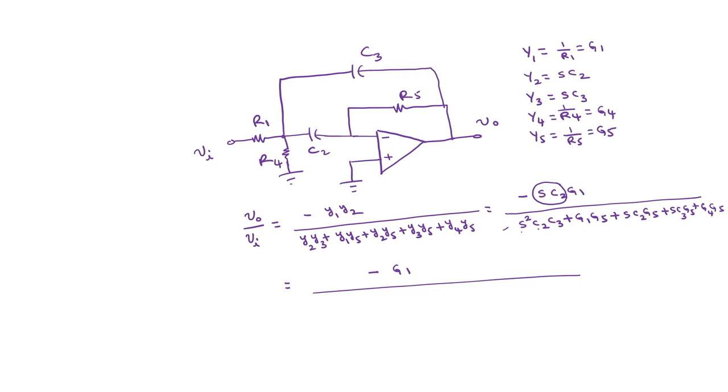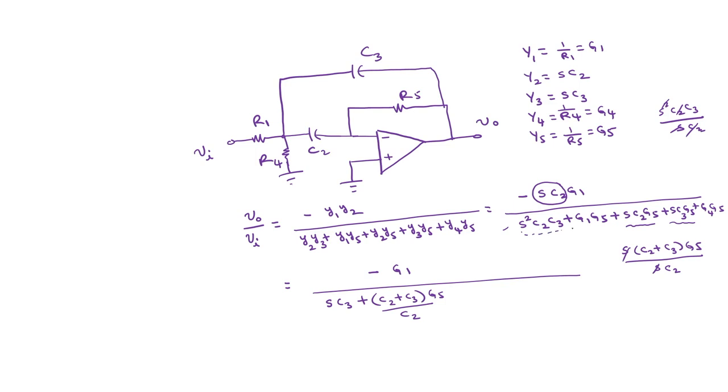So this S and C2 will get cancelled. What is left here? S times C3. This is nothing but S square C2 C3, we divide with S C2, so C2 gets cancelled, S gets cancelled, SC3. Plus, what is the coefficient of S? Here in these two terms we have S. If I take S as common here, and of course G5 also common, so S into C2 plus C3 into G5. This if I divide with SC2, S gets cancelled, we will get simply C2 plus C3 into G5 divided by C2.